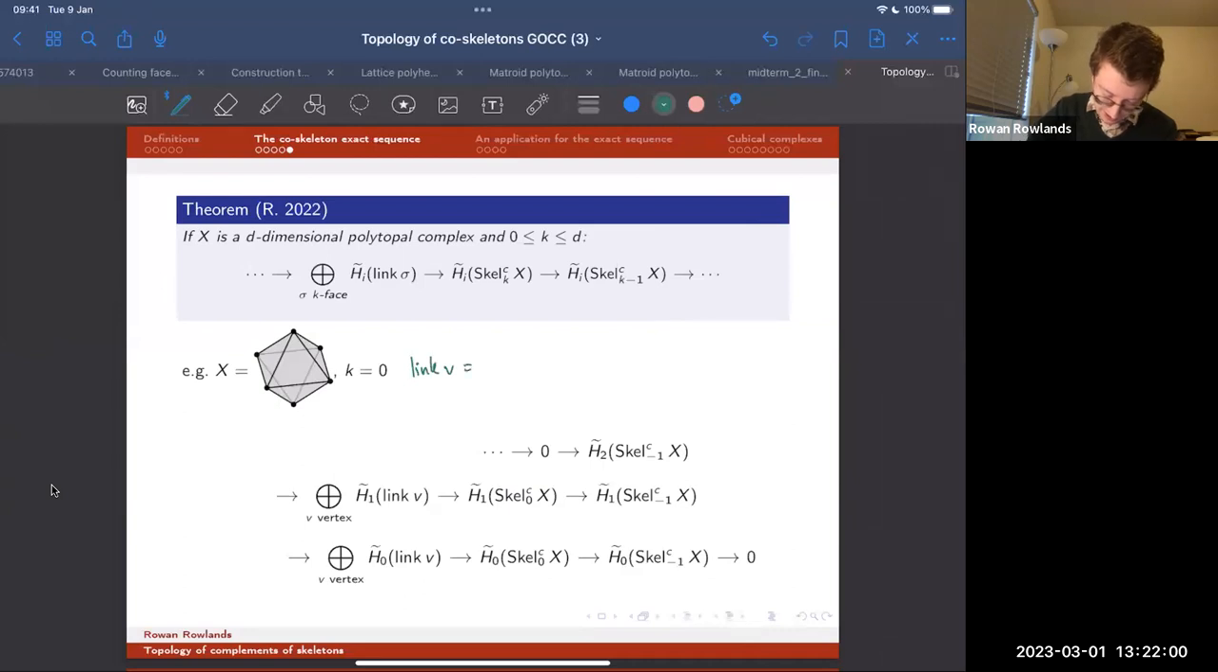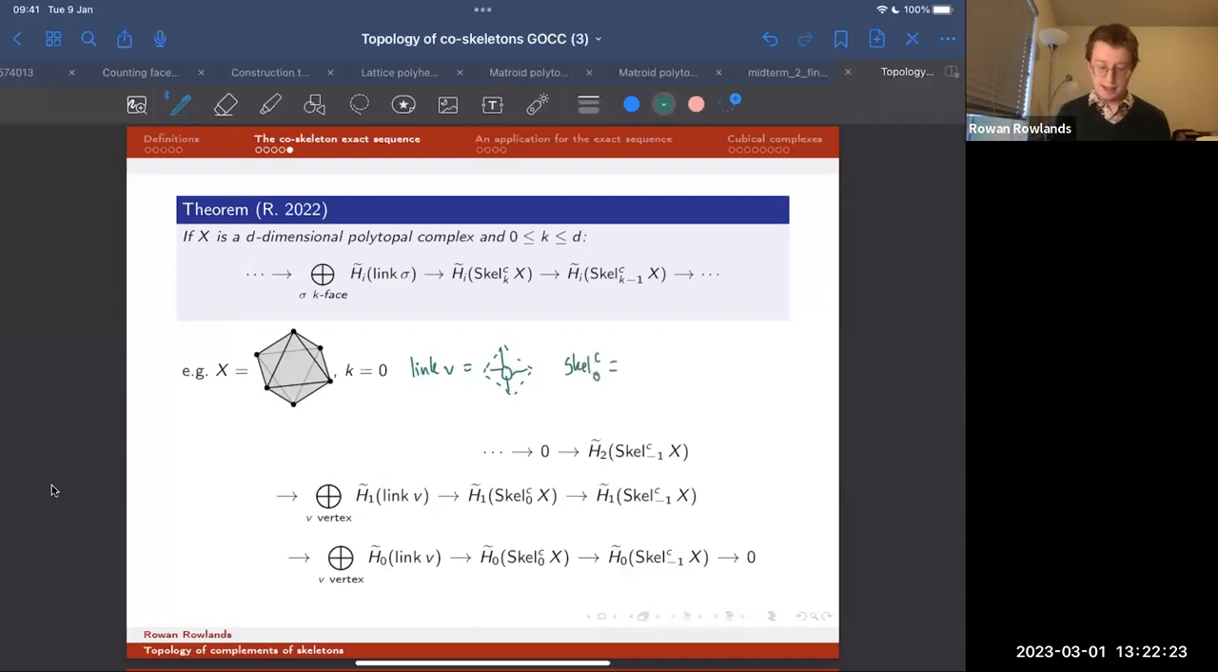It looks something like this, so like a square, but with a hole punctured in the middle where we delete the vertex. Okay, so that's the link of the vertex. Next up, let's think about the kth co-skeleton, or the 0th co-skeleton in this case.